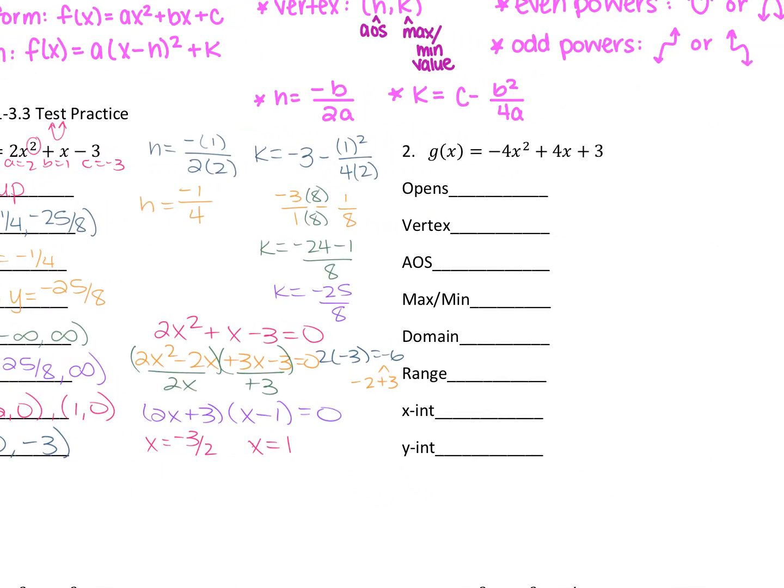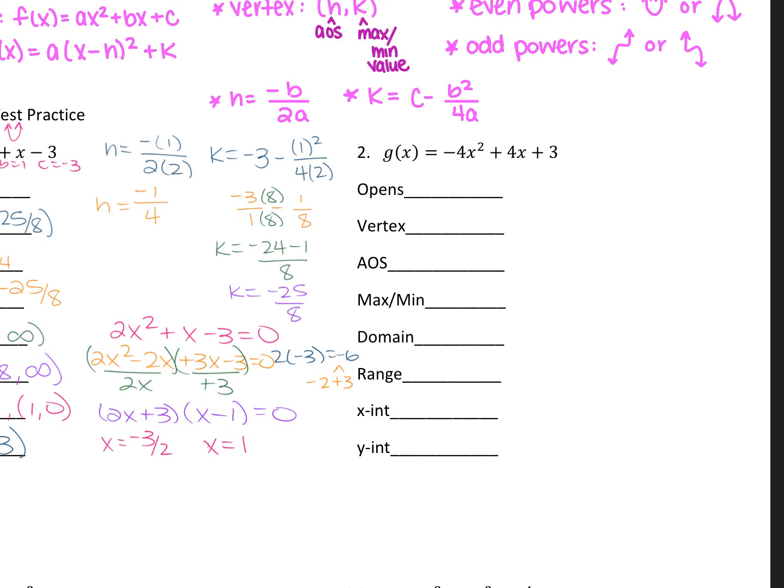For number 2, you have negative 4x squared plus 4x plus 3 as your function rule. For this one, again, your power is 2, so you're going to open up or open down, both directions. You have a negative here, so that means that this opens down.